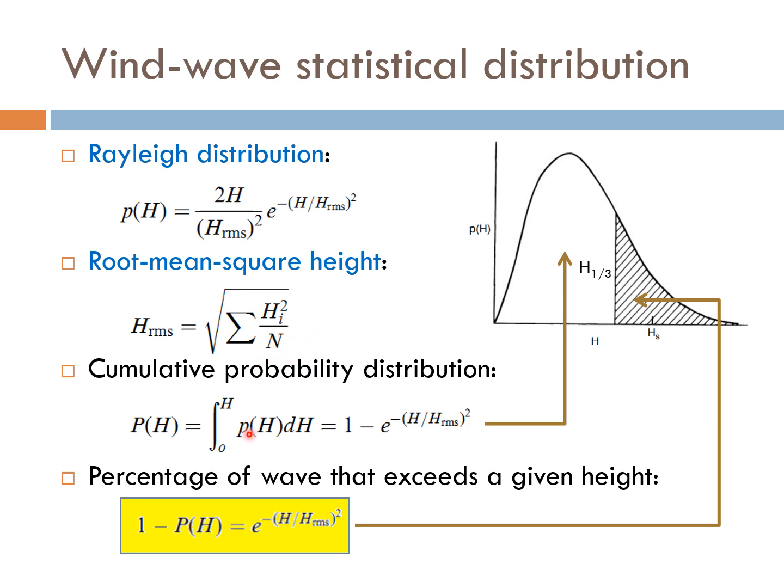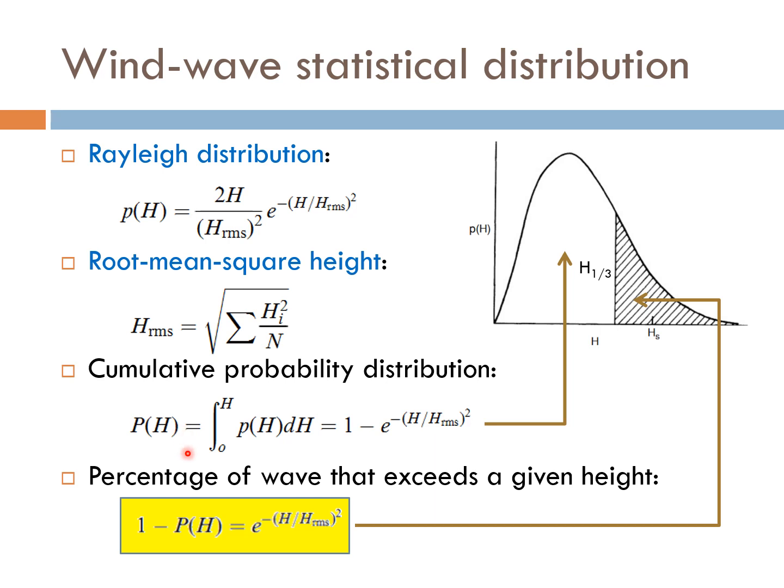Now, if we use the probability distribution and perform integration from 0 all the way to the maximum wave height, then we get the cumulative probability distribution below the curve. And we write that as capital letter P in bracket H for the wave height. So this refers to all the waves that possibly happen.